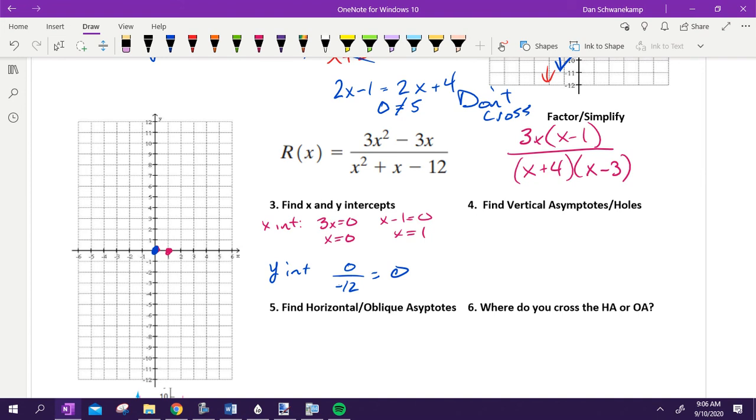Show me the fingers where your vertical asymptotes or holes are going to be. You take the bottom, you set it equal to 0. Vertical asymptote at x is equal to negative 4 and positive 3. Negative 4. Positive 3.